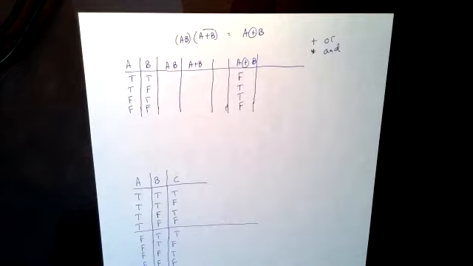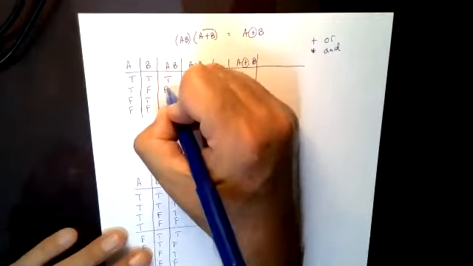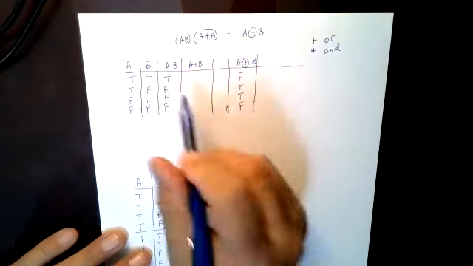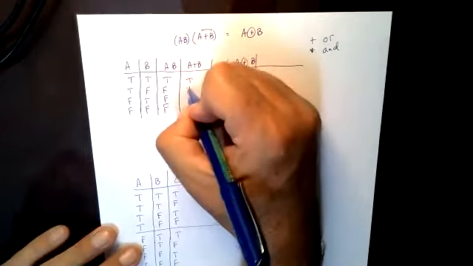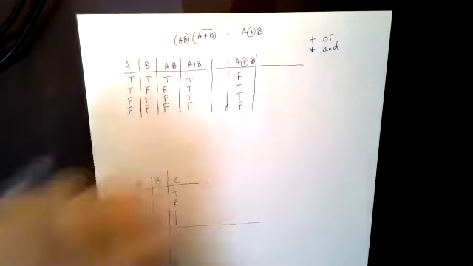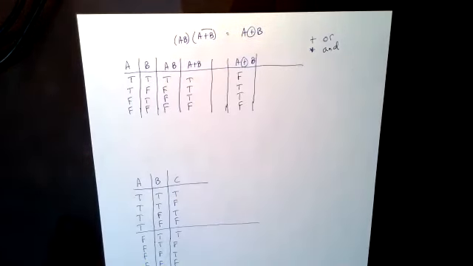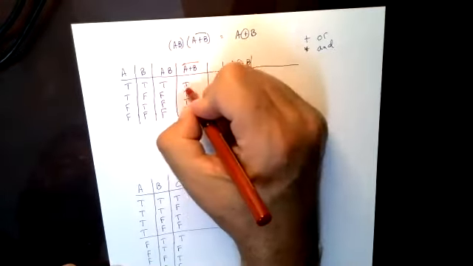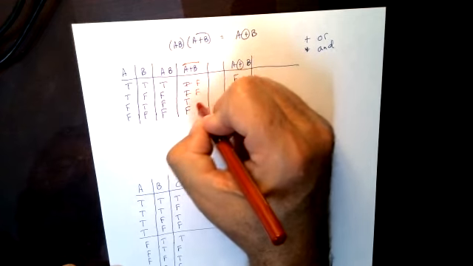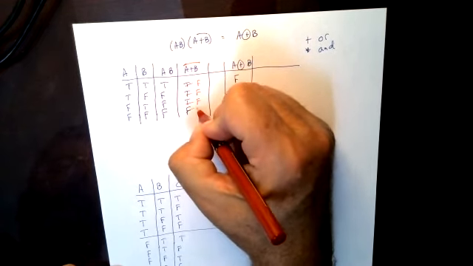True, false, false, false. Thank you. True, false, false, false. A or B, what's that become? True, true, true, false. True, true, true, false. I left room in here so that I can now say what's the not of that. And I'm going to make this false, this false, this false, and this true.